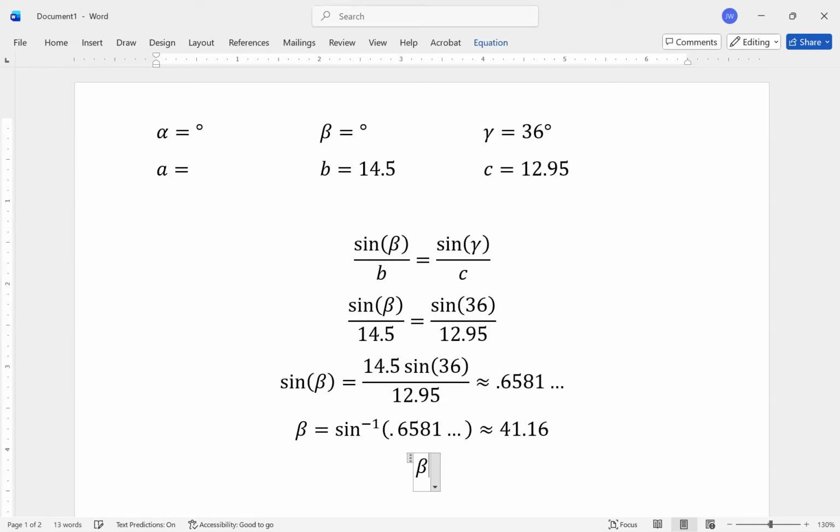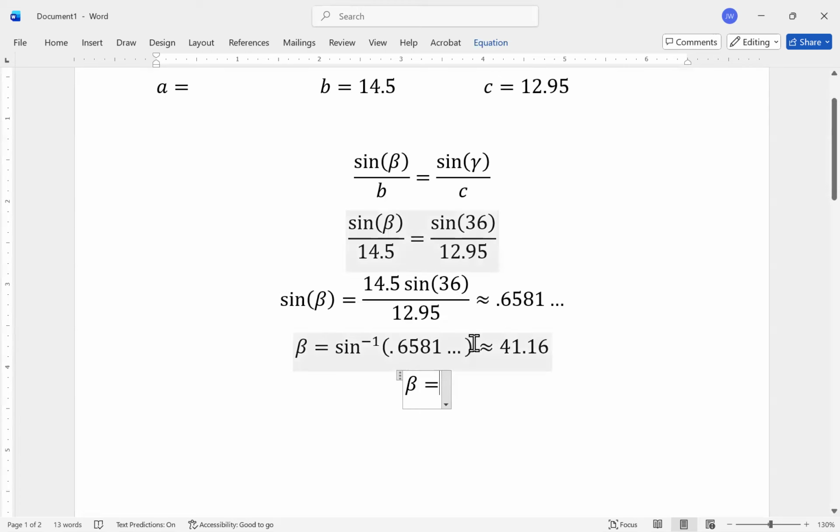Just like in the last example, the other angle that has sine of that angle being 0.6581 is the supplementary angle, which I can find by just taking 180 minus that 41.16 degrees, or 180 minus this sine inverse, if you'd rather write it that way. And that angle is 138.84.